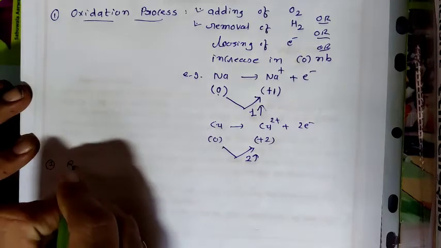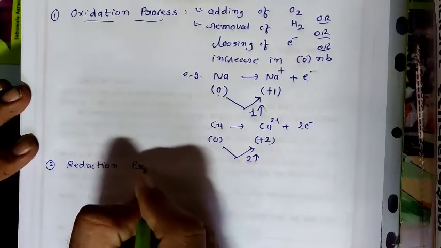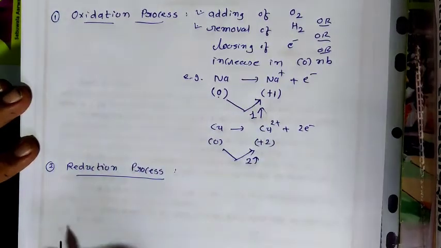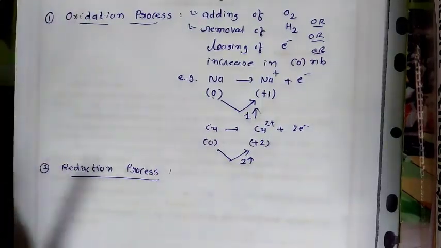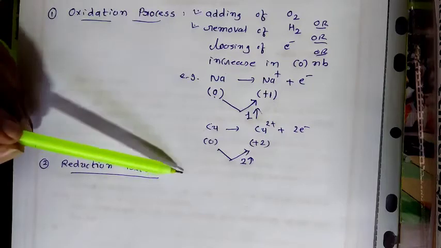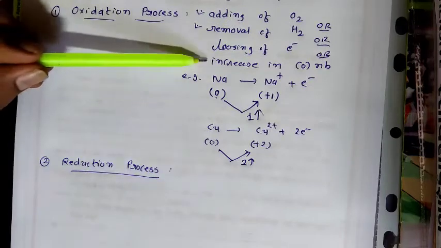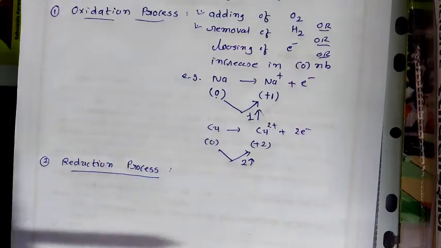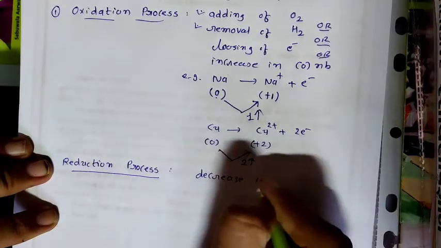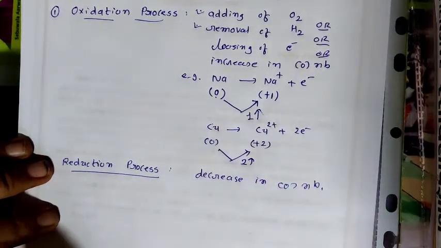The second one, the opposite, reduction process. The opposite definition you have to write by yourself. This is adding of oxygen. Now instead of adding, here we will take removal of oxygen, adding of hydrogen, gaining of electron, and decrease in oxidation number, that is the reduction process. Decrease in oxidation number, that is the reduction process.